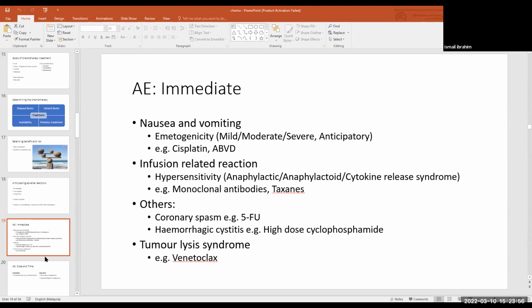Another immediate chemotherapy adverse effect is coronary spasm, especially when you use 5-FU. People can get coronary spasm, and that can present like an MI.